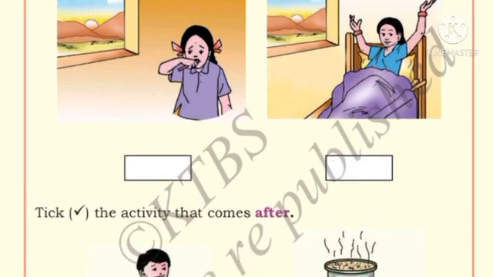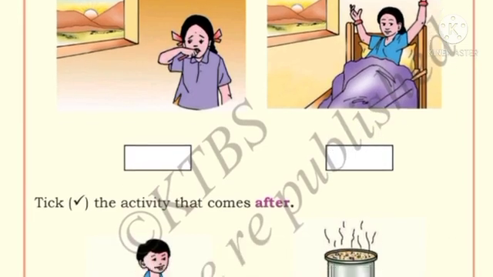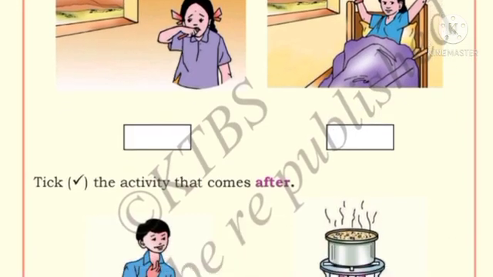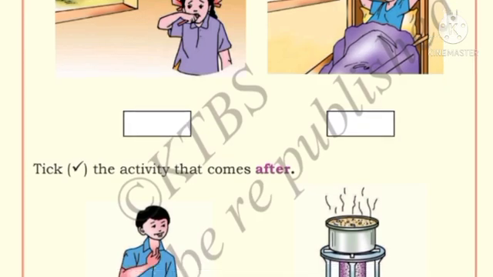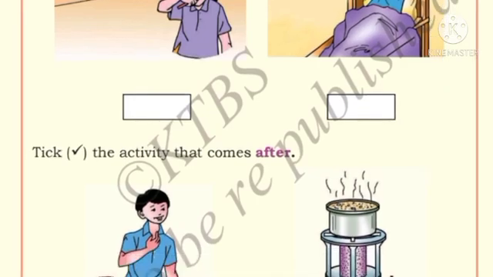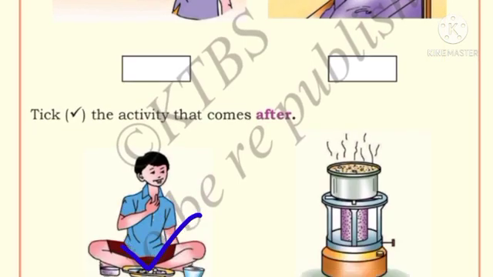Now tick right mark to the activity that comes after. First you will cook or first you will eat? First we will cook and after that we will eat. So we will put a right mark to the after activity, eating. So this is all about your lesson number 1.